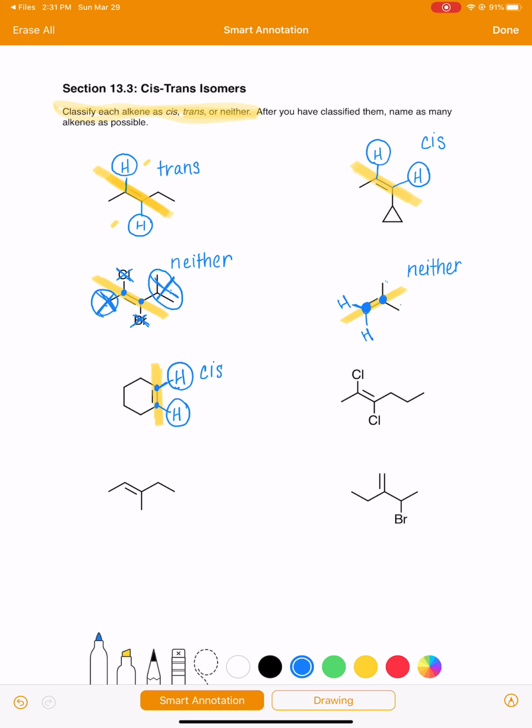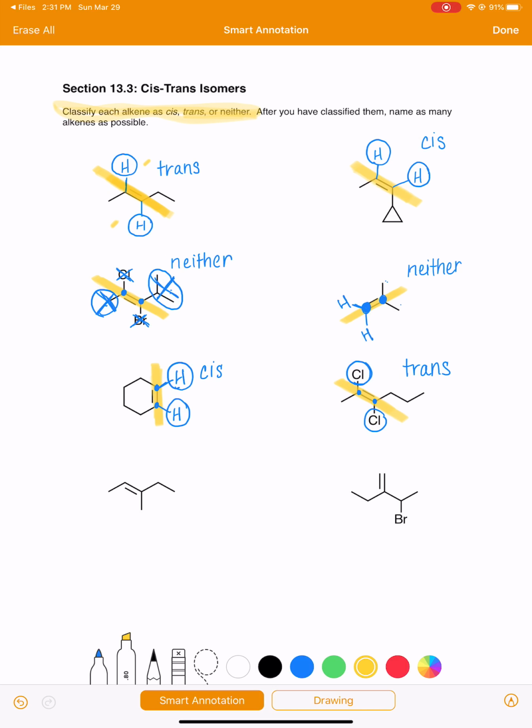Let's look at another one. Draw a nice line through your double bond. And let's look for what we can use to compare. Starting with this guy right here, we have a chlorine on our left-hand carbon. We also have a chlorine on our right-hand carbon. Perfect. The chlorines are on two different sides of the yellow line. They're on two different sides of the double bond. That makes this molecule trans.